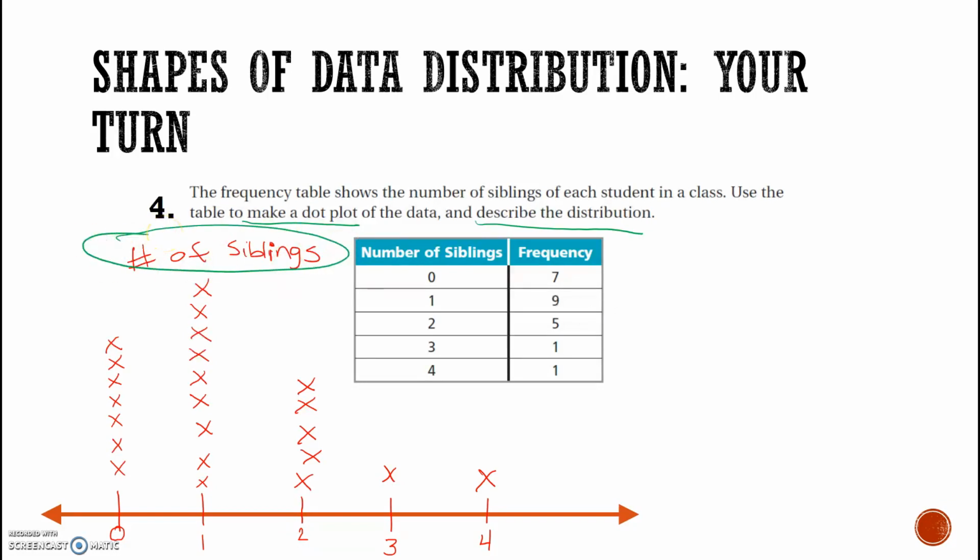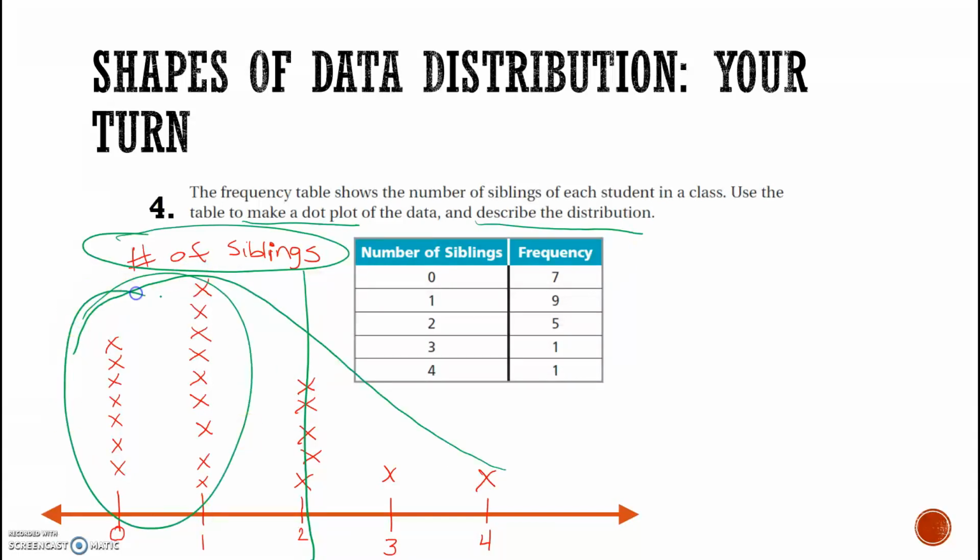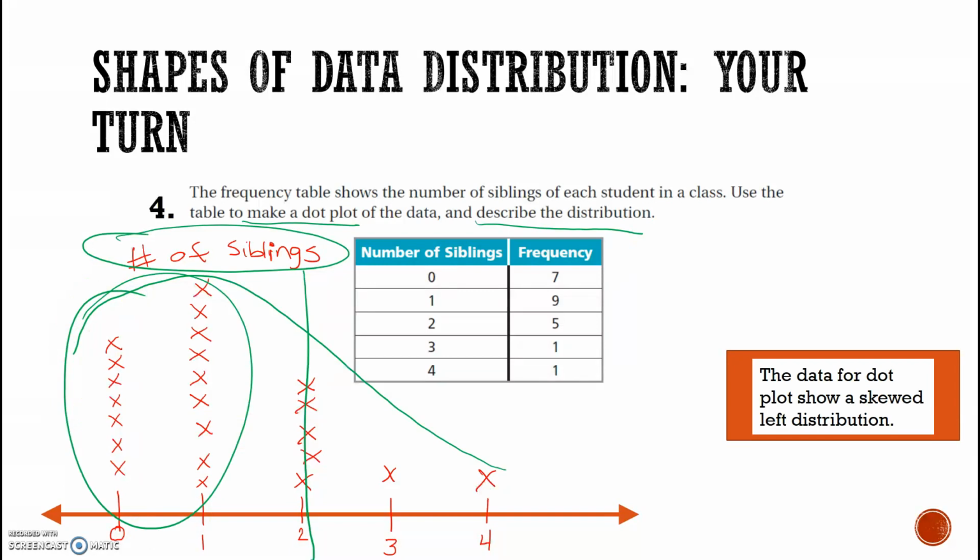Looking at this dot plot, I can now go ahead and describe the distribution. If I were to draw a vertical line down the middle, I notice most of the data is here, and it definitely slopes up. So I would say that the data for this dot plot is skewed left.